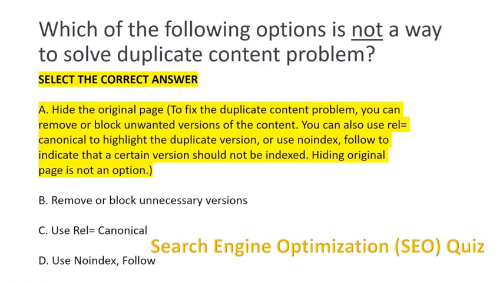To fix the duplicate content problem, you can remove or block unwanted versions of the content. You can also use rel=canonical to highlight the duplicate version, or use noindex, follow to indicate that a certain version should not be indexed. Hiding the original page is not an option.